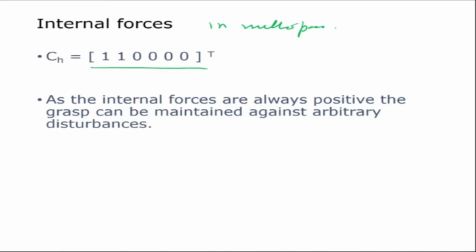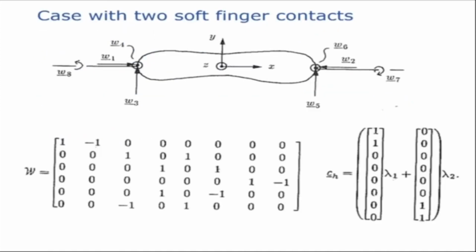Now this means internal forces are always positive. The grasp can be maintained against any arbitrary disturbance. This means that when we say mathematically that the object has been grasped, we mean that the internal forces are there and they are positive. That is the meaning of a grasp being there. Now, if we think a little bit more, there can be different kinds of contacts. Say, for example, here, where you have two soft finger contacts. This is just an example. If you think a little bit, it will become clear.